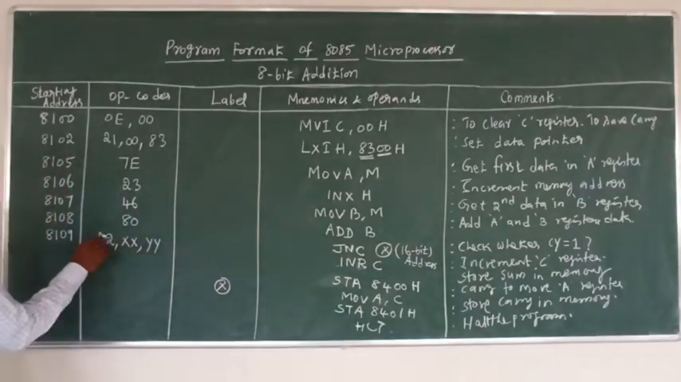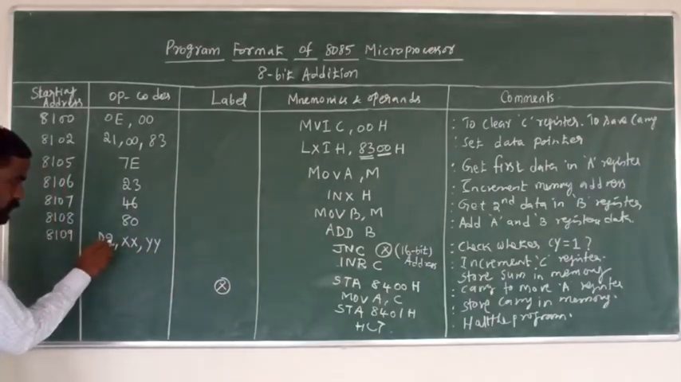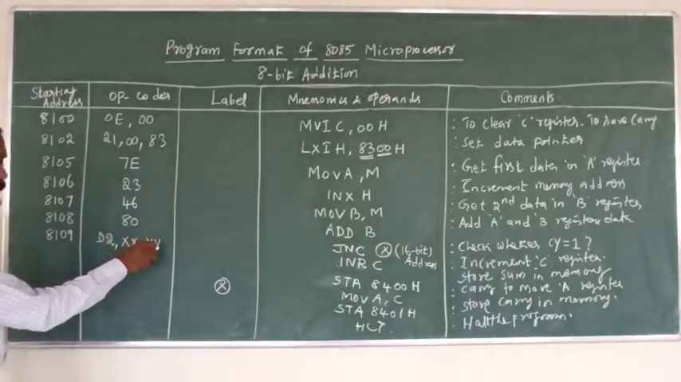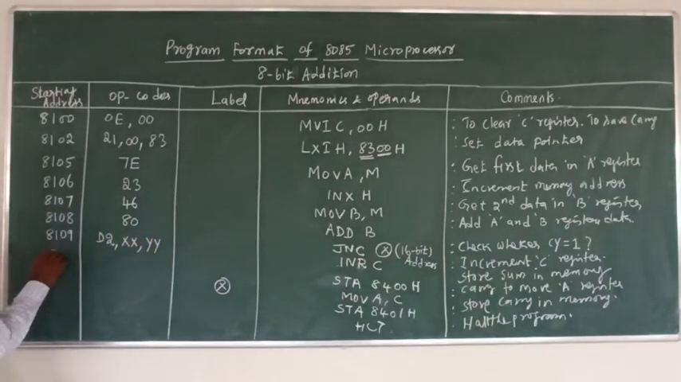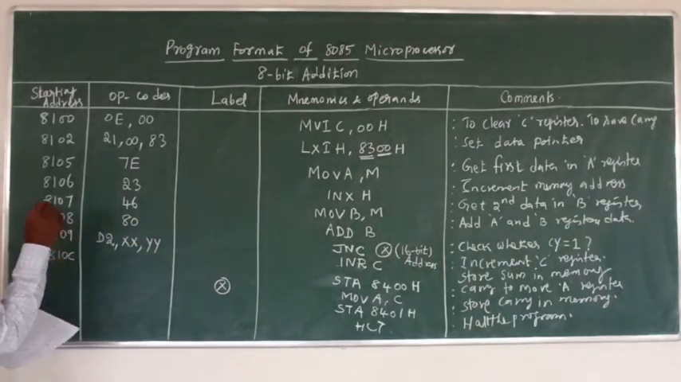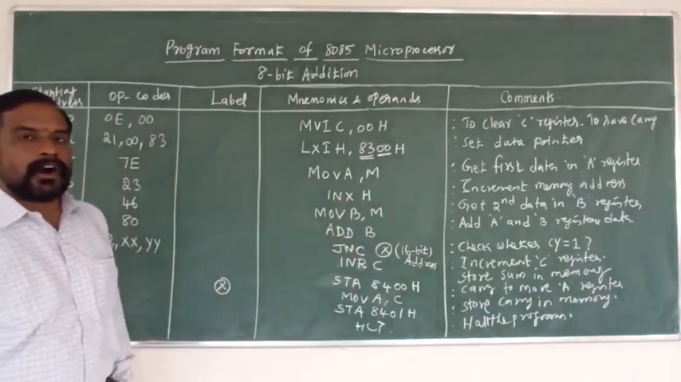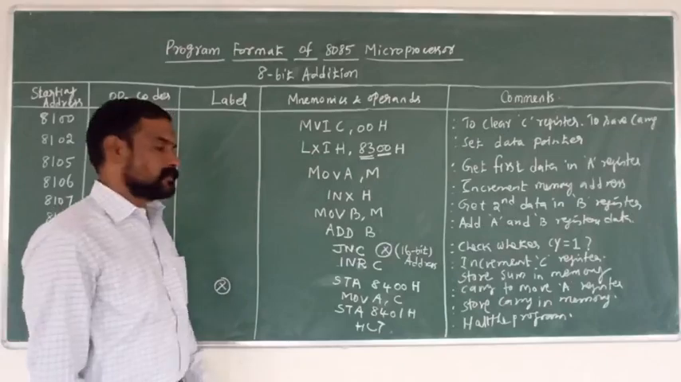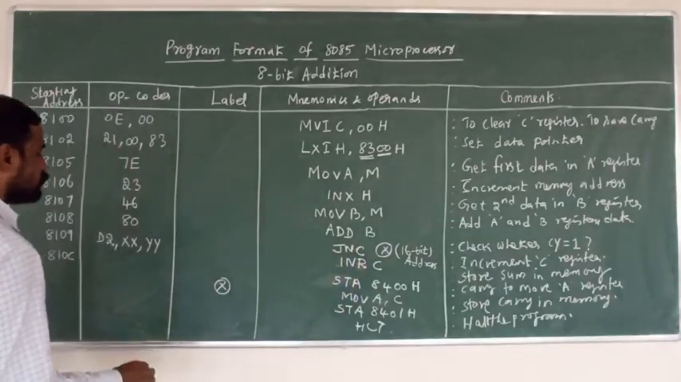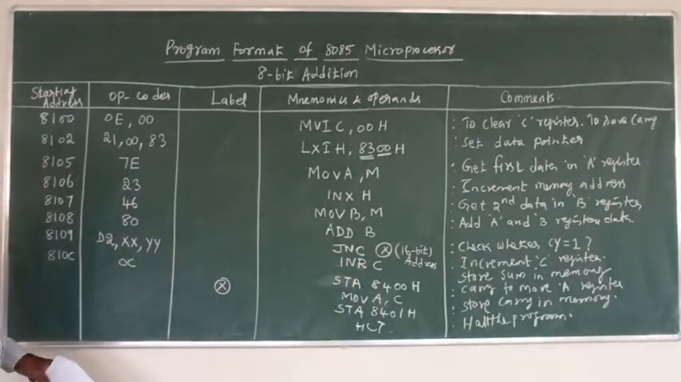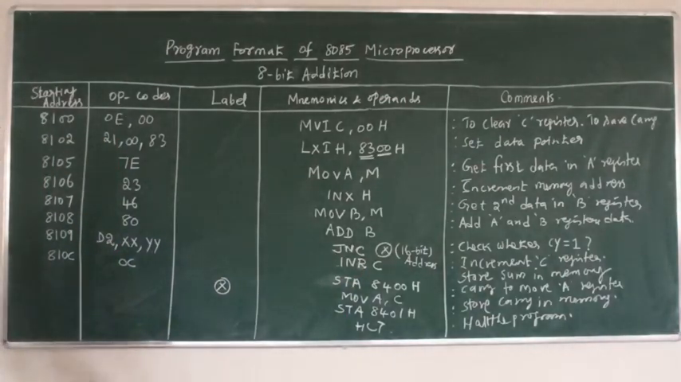Okay. This is for the 8109 address, the 810A address and the next address 810B. Next address location 810C. INR C, how many byte instruction? Single byte, only opcode. Now what will be the corresponding code for INR C? 0C. Next address 810D.